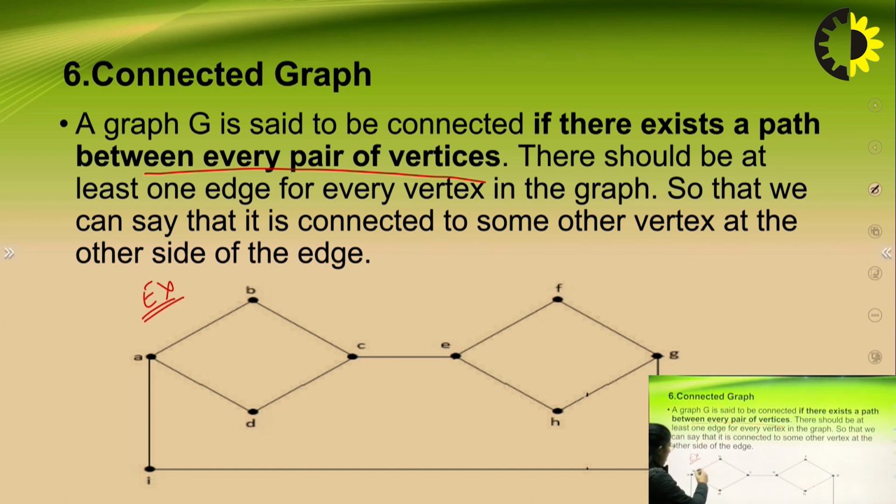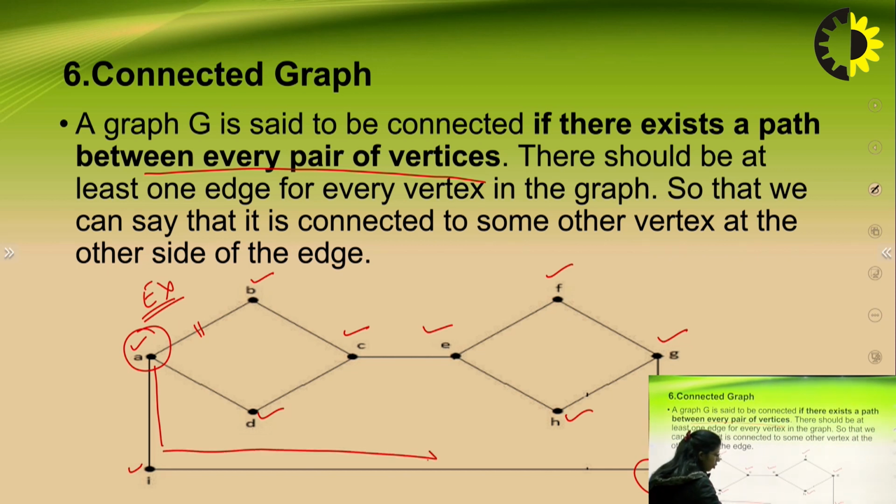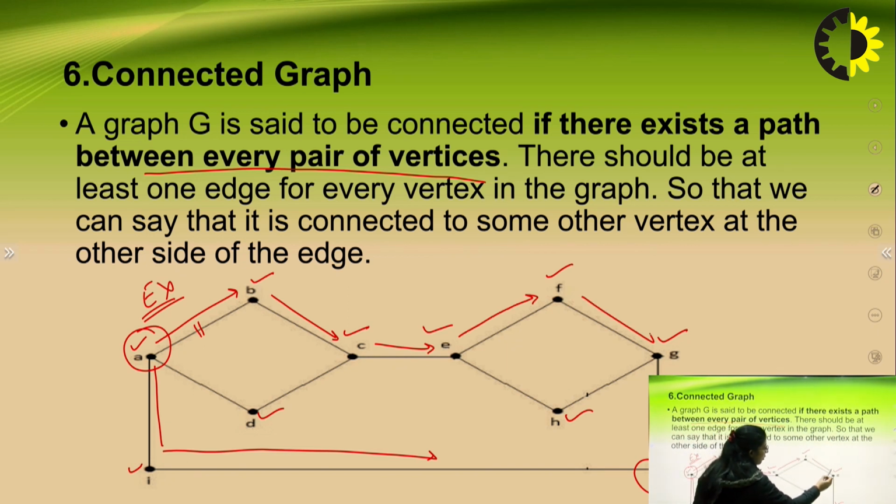So this is the example for this particular connected graph. Here we can see all these vertices A, B, C, D, E, F, G, H and J are connected somehow. There exists a path. For example, from A to J, we have a path which is A to I and I to J, or A to B, B to C, C to E, E to F, F to G and J. So all of the vertices are connected using some of the edges. So this is the example of a connected graph.